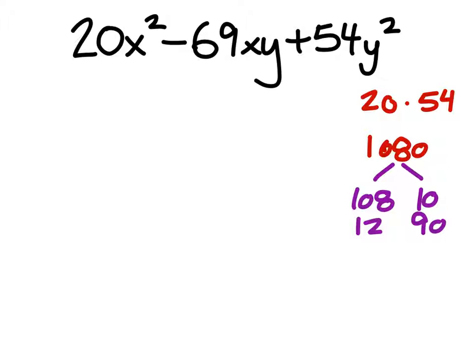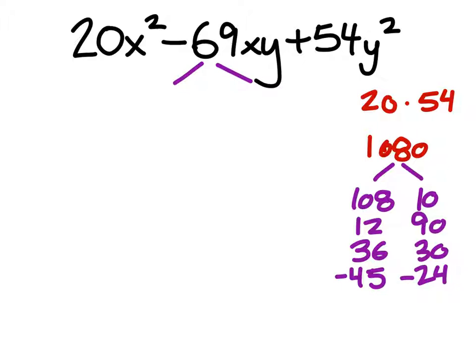That doesn't give us any help right there either. So let's take this even further. Maybe 36 and 30. Nope. When I combine those, it'd be 66, but that means I've gone too far. Yeah, when we combine those, we get 69, and when we multiply them, we get 1,080. Now, the number we really want there is negative 69, so we're just going to make both these negative. So I'm going to break my negative 69xy into negative 45xy and negative 24xy.